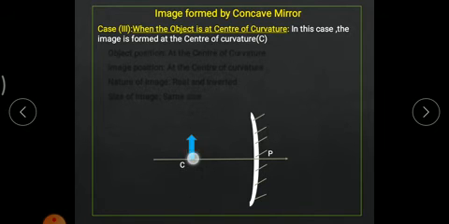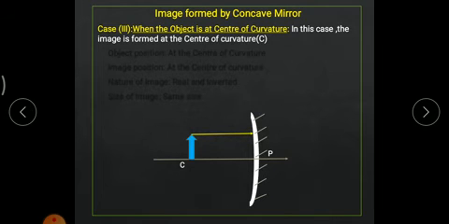This center of curvature should be over here, and this is also a mis-animation. This center of curvature should be over here. When the object is at the center of curvature, what will happen? Where will the image be obtained? Let's see. Now again I have to take two rays.